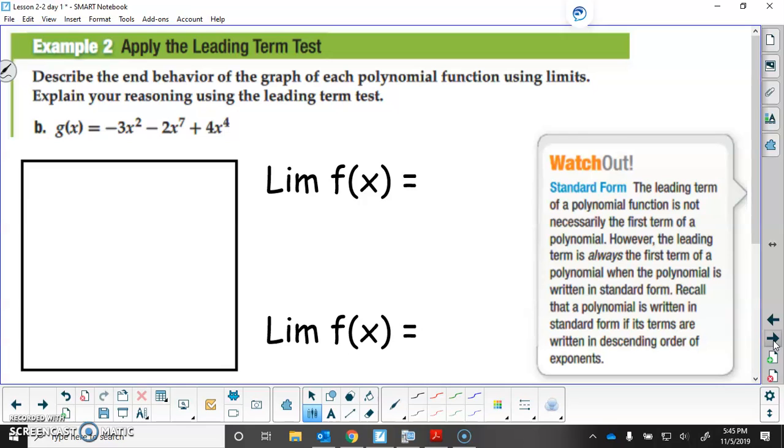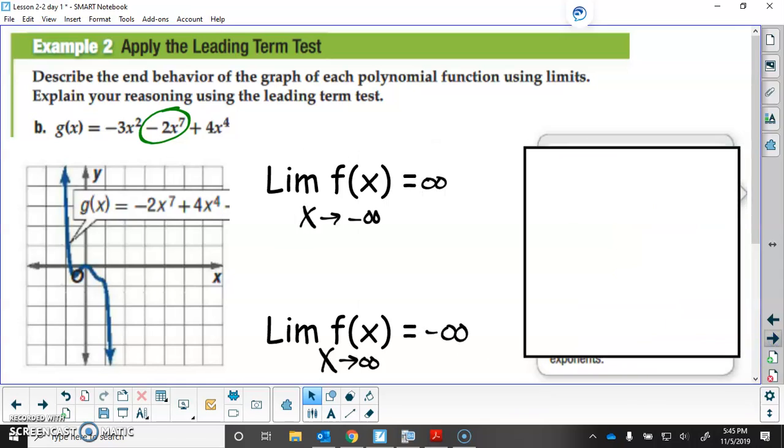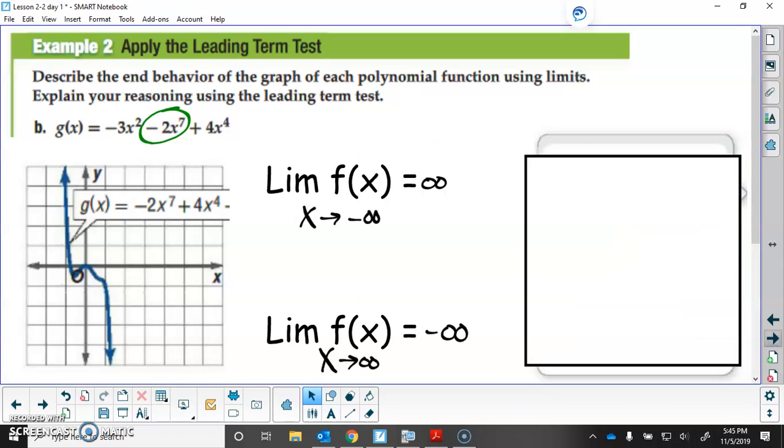Next one, describing the end behavior. The mistake that a lot of people make is they just look at the first term and say that this is a second degree polynomial and the leading coefficient is -3, but actually this is a 7th degree polynomial with a leading coefficient of -2. Therefore, since it's an odd degree, the ends will go in opposite directions. And since the leading coefficient is -2, as you go to the left, it's going to go up, and as you go to the right, it's going to go down. You can see the picture of the graph does in fact have the left side going up and the right side going down.